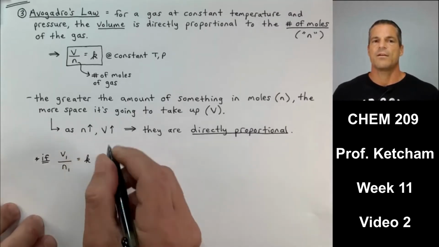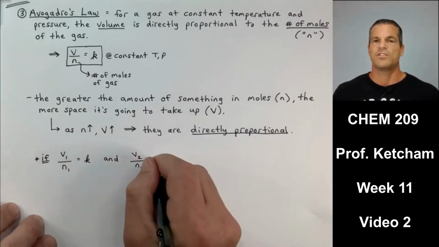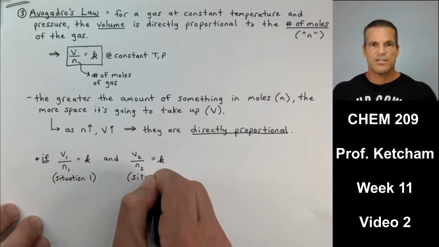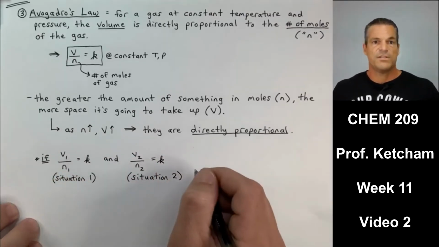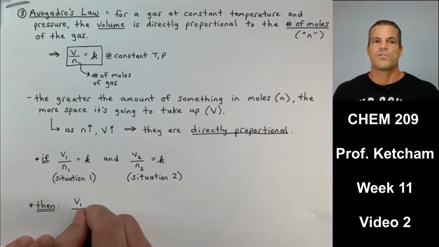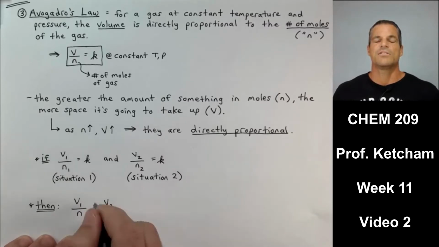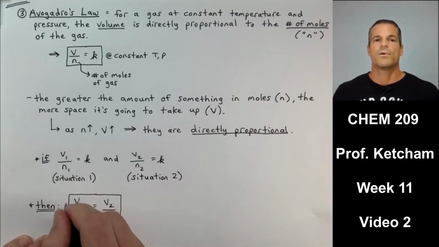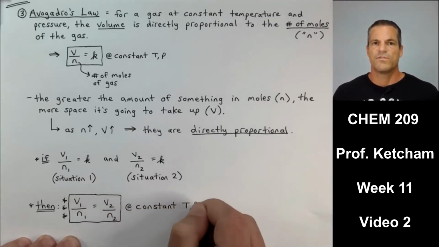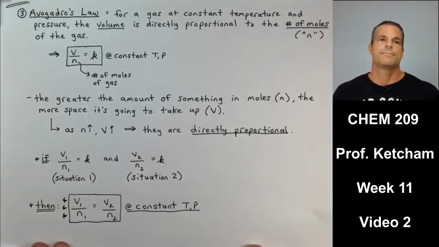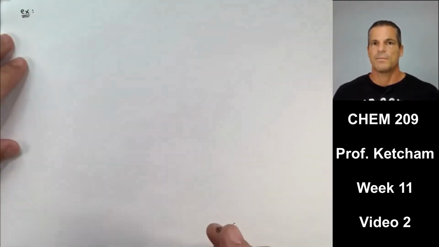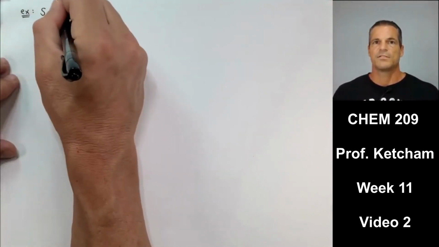What I'm getting at here in the if statement is that in situation 1, V1 over N1 equals K. Change the conditions to situation 2, V2 over N2 is also equal to K. Set them equal, and you get, with 3 stars down there, that box is your workable version of Avogadro's law. V1 over N1 equals V2 over N2. Next page of our notes, after this example we're going to summarize the 3 laws. But first, let's do an example.